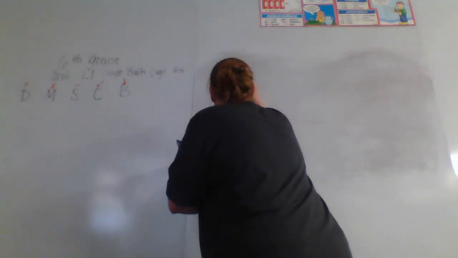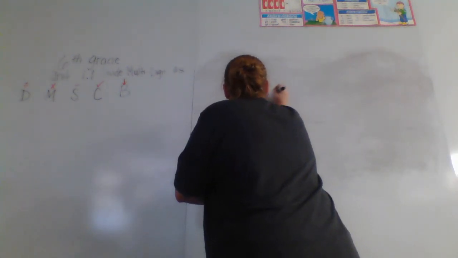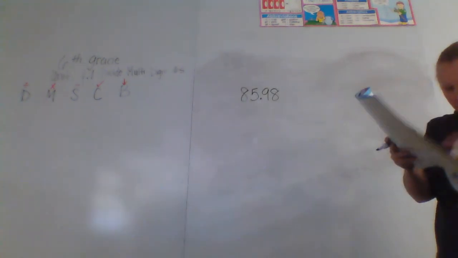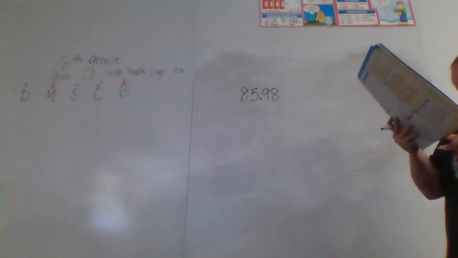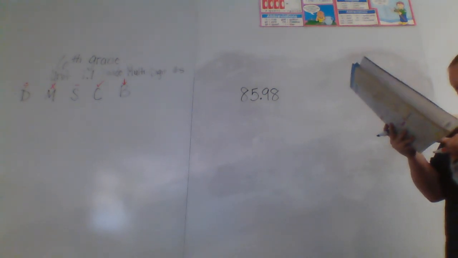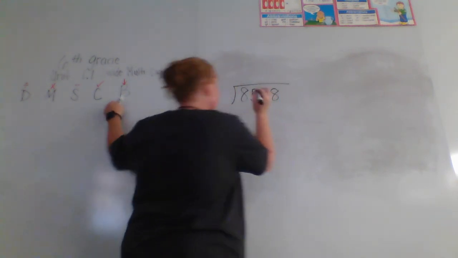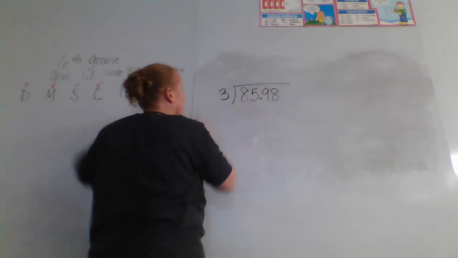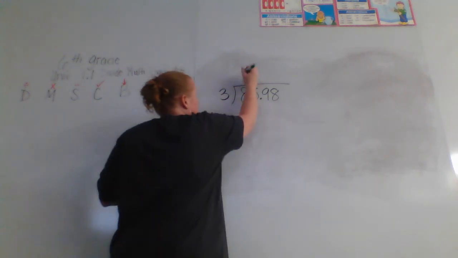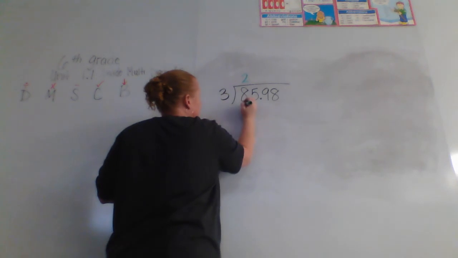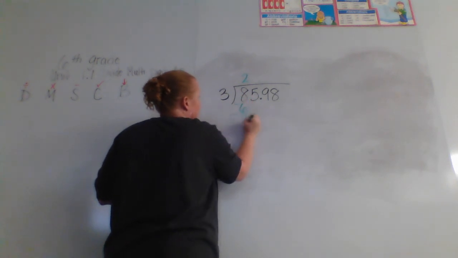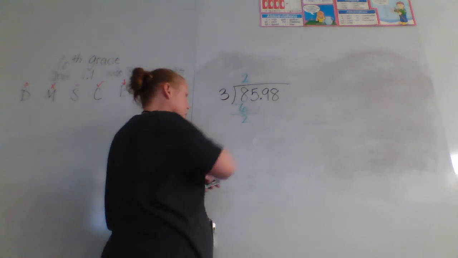Mr. Thompson received a water bill for $85.98. The bill covered 3 months of service. So they want to know how much each month cost. If it covered 3 months of service, then we have to divide this by 3. So we're going to use our Does McDonald's Sell Cheeseburgers again. Okay? So 3 goes into 8 2 times. 2 times 3 is 6. Subtract. Get 2. 2 is smaller than 3, so we can keep going.